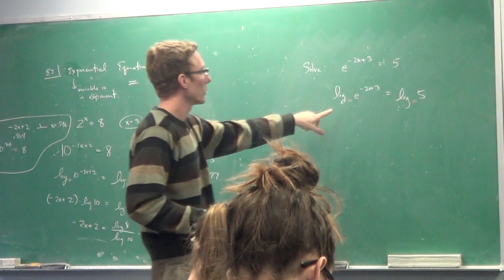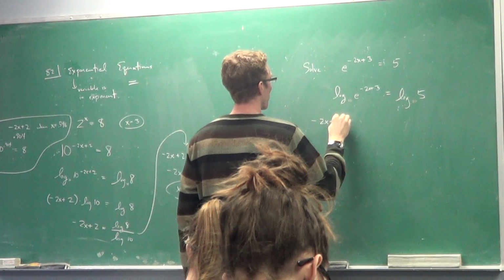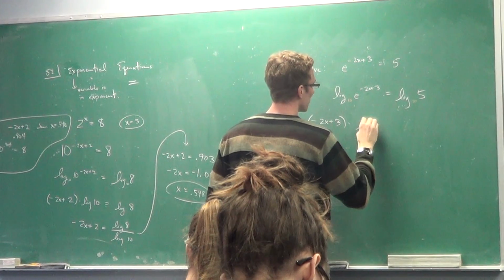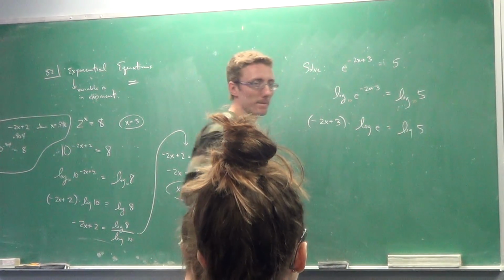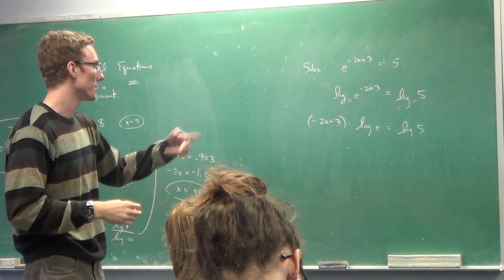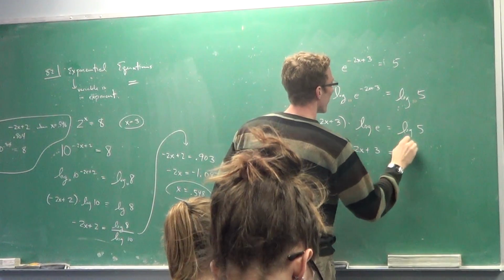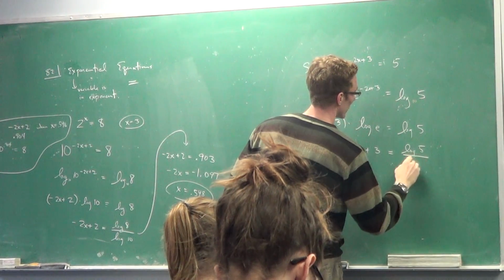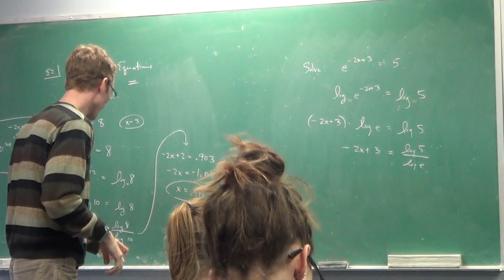Now, when you have a power, you can bring the power down. Negative 2x plus 3 times log of e equals log of 5. If you divide away log of e, you'll get negative 2x plus 3 equals log 5 over log e. And you can do this on your calculator as well.